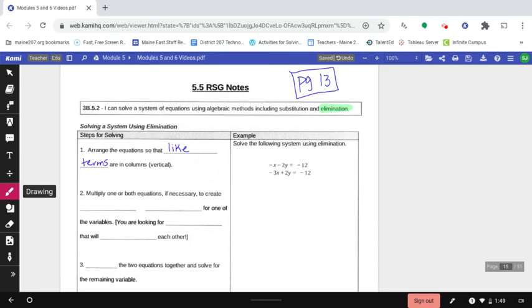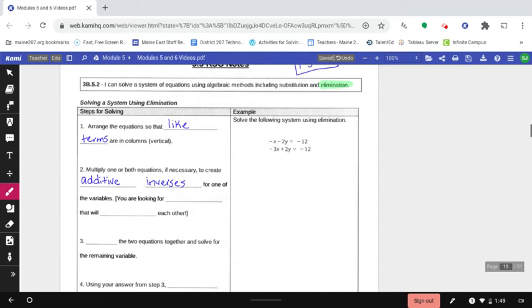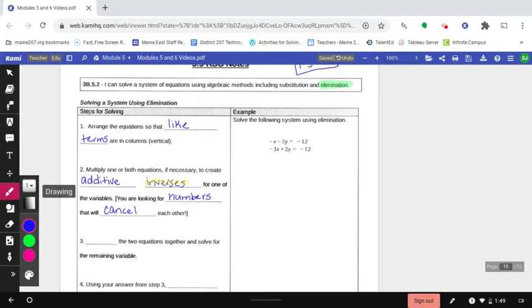The second step is to multiply one or both equations, if necessary, to create additive inverses for one of the variables. In general, what we're looking for is numbers that will cancel each other. The word inverse means the opposite. When we're solving equations, we use inverse operations; we undo what's happening. So additive inverses just mean that they're the opposites of each other.